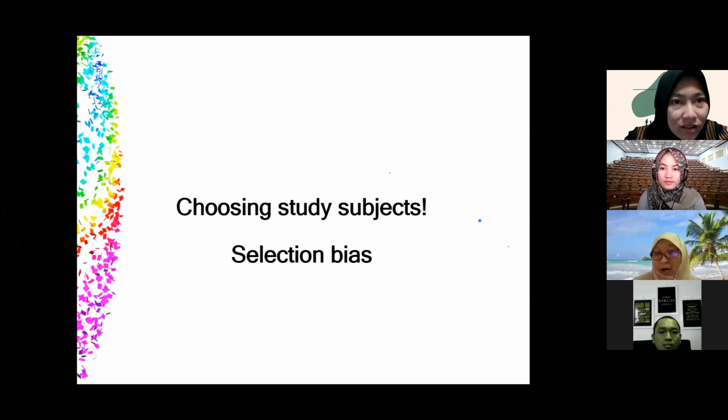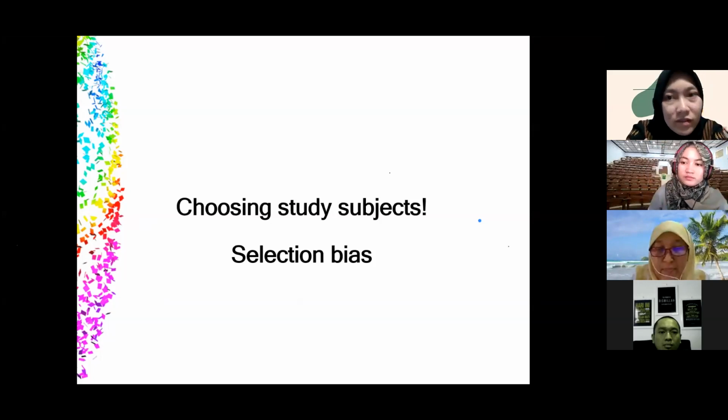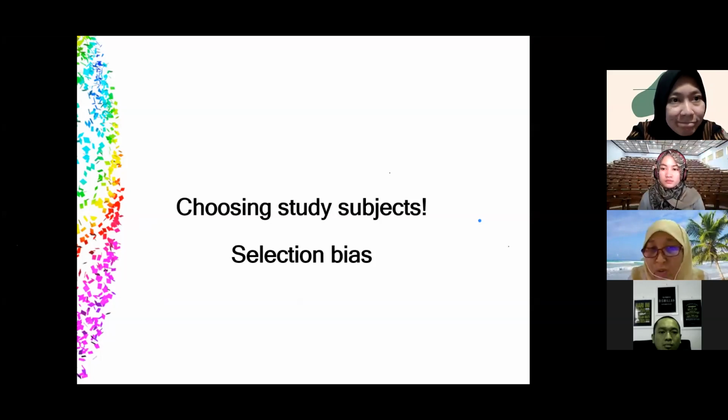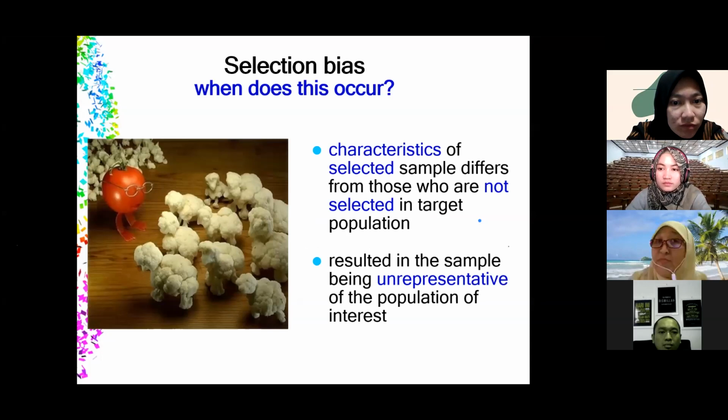Yeah. Okay, alright. Now, kenapa when you read a paper, when you appraise a paper, you have to look at how they choose a subject because we would like to avoid selection bias. So what is selection bias? Selection bias ni bila dia berlaku? It is when characteristic of the selected sample in the study differ from those who are not selected in the target population. So siapa yang kita study, karakternya lain daripada yang kita tak study.